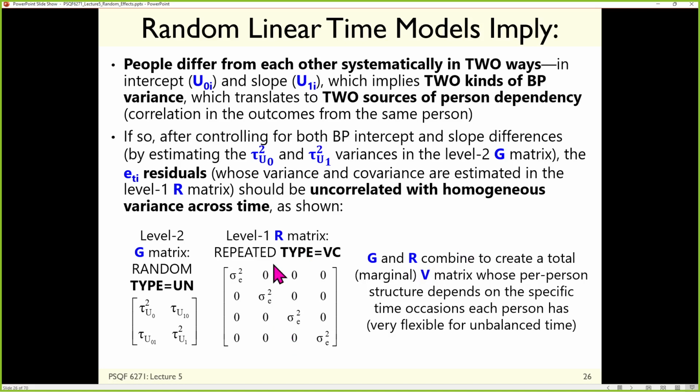So what's cool about this is that these 2 things put together again can work for people who don't have all of the occasions. They can work for people who don't have the same occasions. So you don't need balanced time, you don't need complete data, and you don't need interval data. It's very, very flexible.